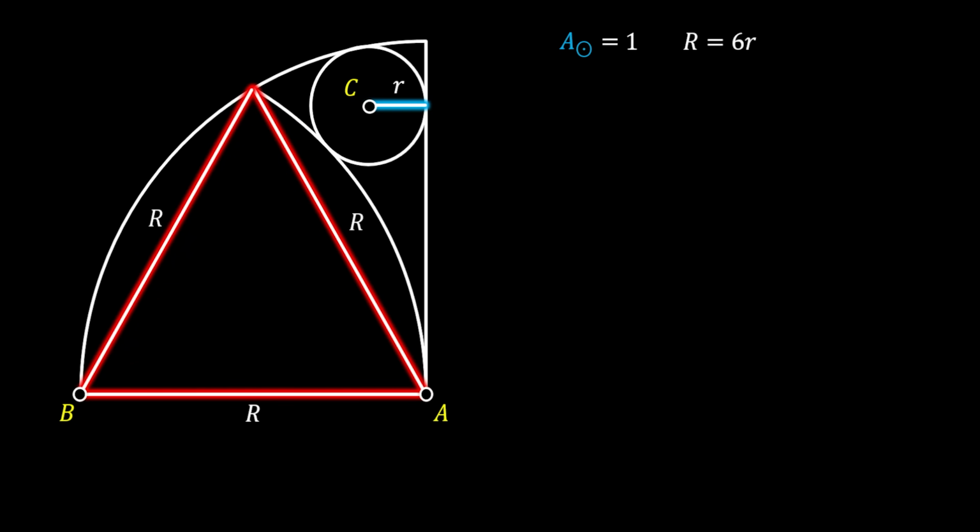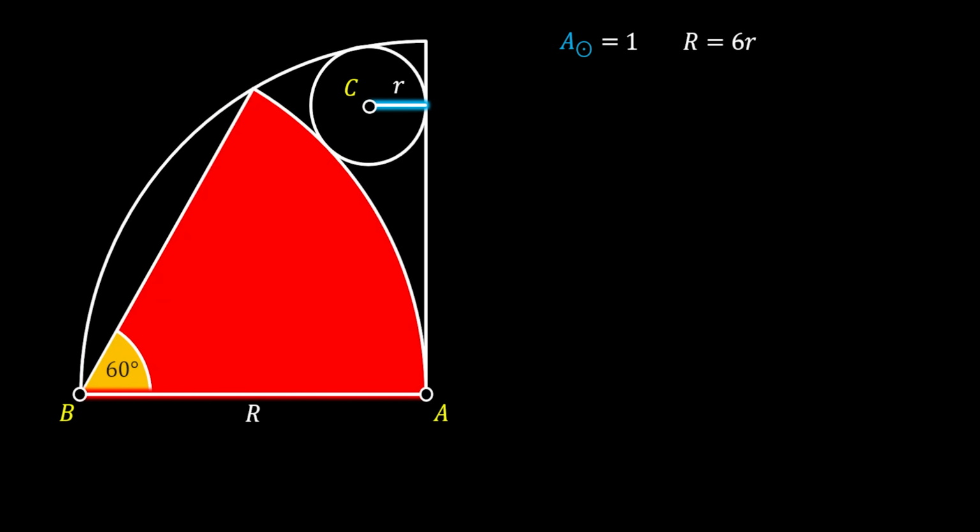Now you can see that we have formed this really nice equilateral triangle. And of course, the property of an equilateral triangle is that all sides are equal, all interior angles are equal, and all of them are 60-degree angles. And this is important because this means that the angle at the point B must be a 60-degree angle, and this is exactly the central angle of our circular sector. Now we can calculate the area.